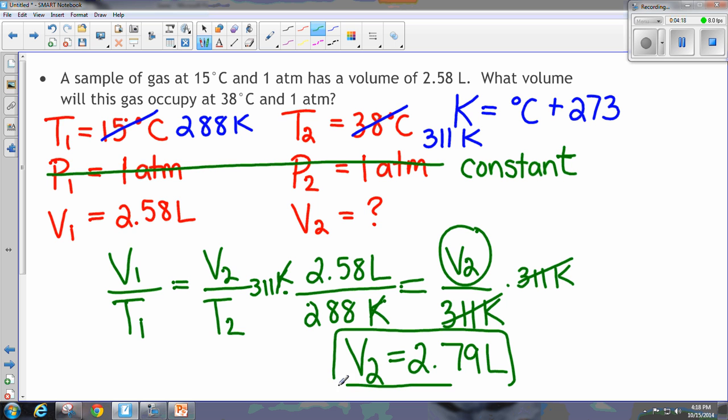It's always a nice idea at the end to think about whether your answer makes sense. So our temperature increased, and that should have resulted in a volume increase. Well, it did. We went from 2.58 liters to 2.79 liters.